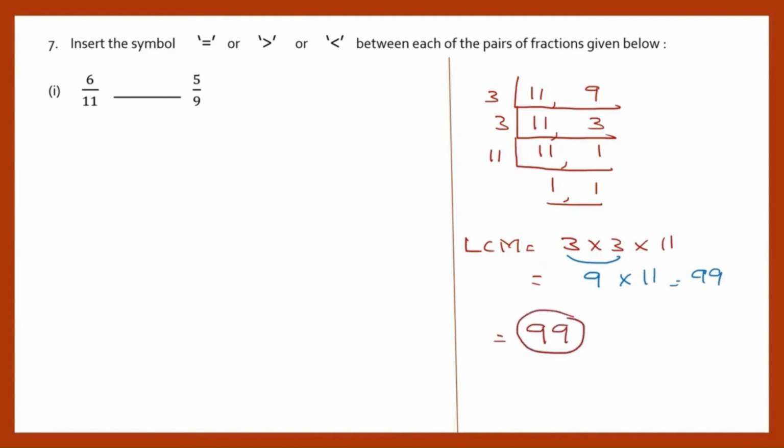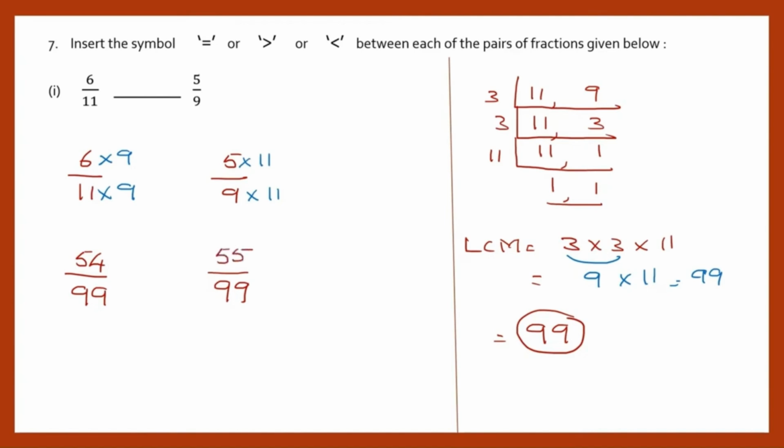Let's use this LCM here. We write down the questions. 6 by 11 and 5 by 9. They both have the denominator 99 now. Now 11 nines are 99. So 6 nines will be 54. 9 elevens are 99. So 5 elevens are 55.